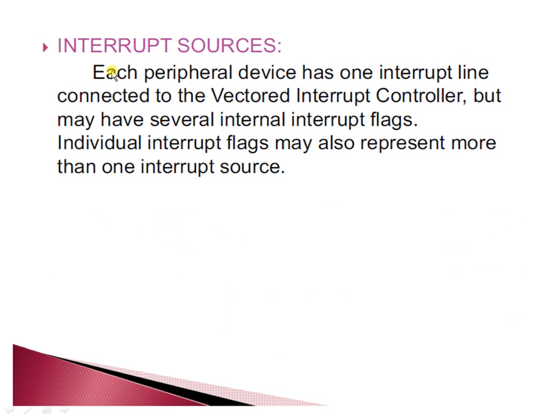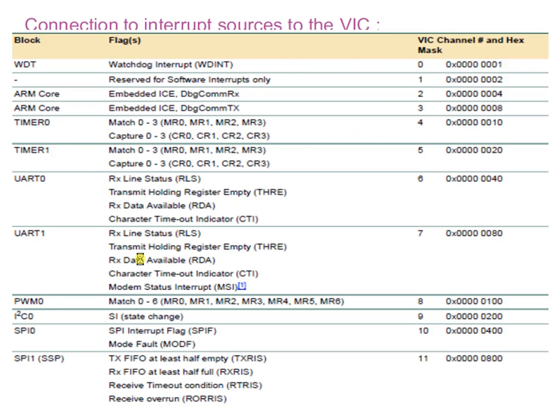So let us see interrupt sources. Each peripheral device has one interrupt line connected to the vectored interrupt controller. So all the peripherals will have an interrupt line, and that interrupt line will be connected to the vectored interrupt controller, but may have several internal interrupt flags. For example, UART0 can generate an interrupt, but internally it may have more than one interrupt flag. So individual interrupt flags may also represent more than one interrupt source. Let us see those interrupt sources.